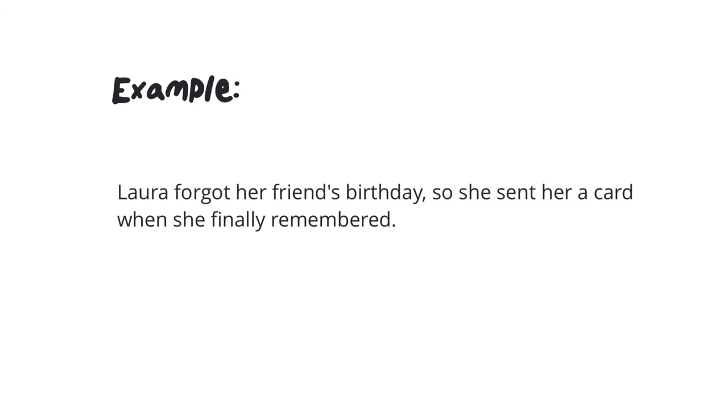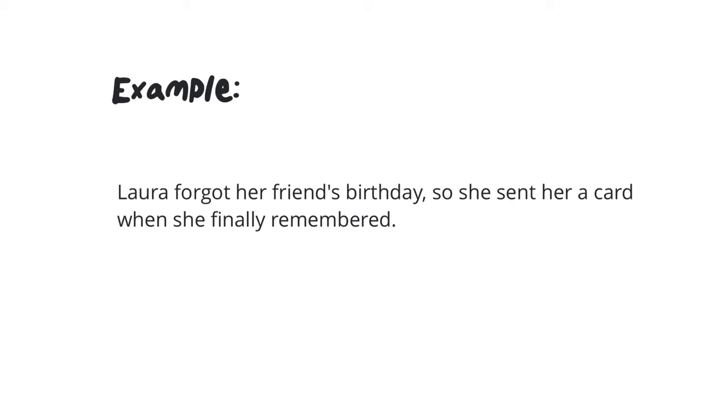Here we have a third example. I chose this example because the dependent clause is not set off by commas. It's embedded into the sentence, and at times it's very appropriate to do this. Let's look at the sentence. Laura forgot her friend's birthday, so she sent her a card when she finally remembered. Before we even start identifying either of the clauses, let's look at how the sentence was combined: so, conjunction, okay?